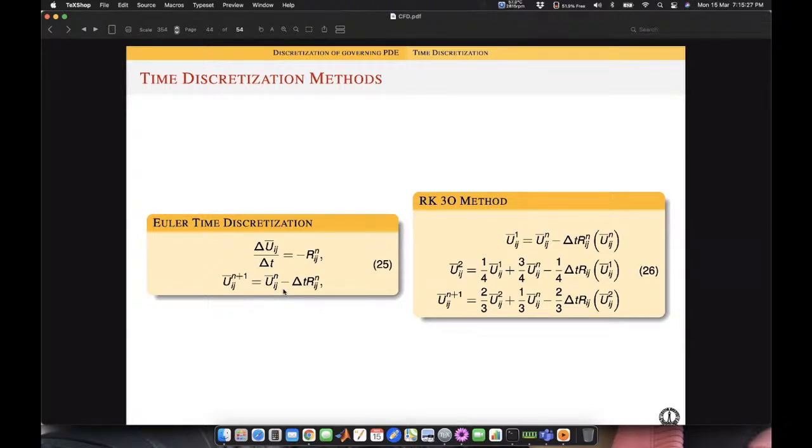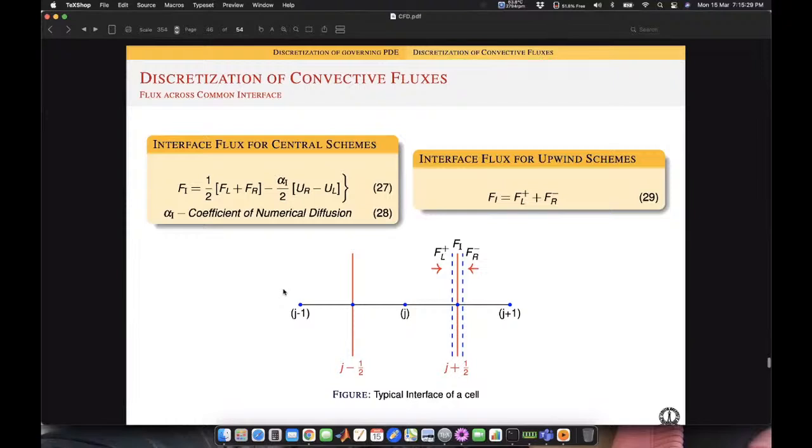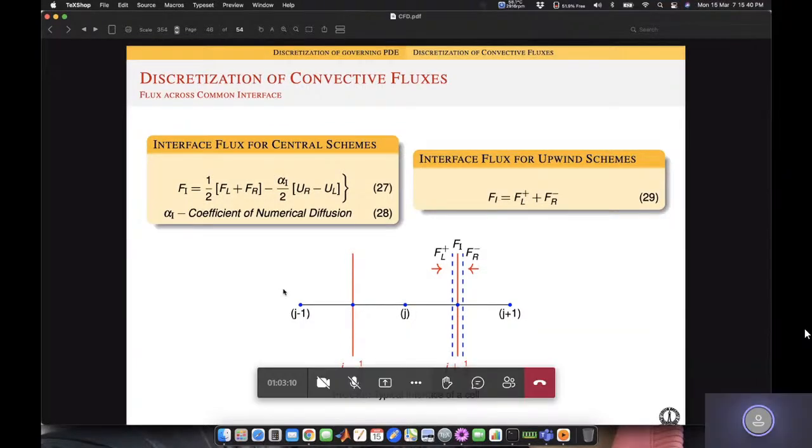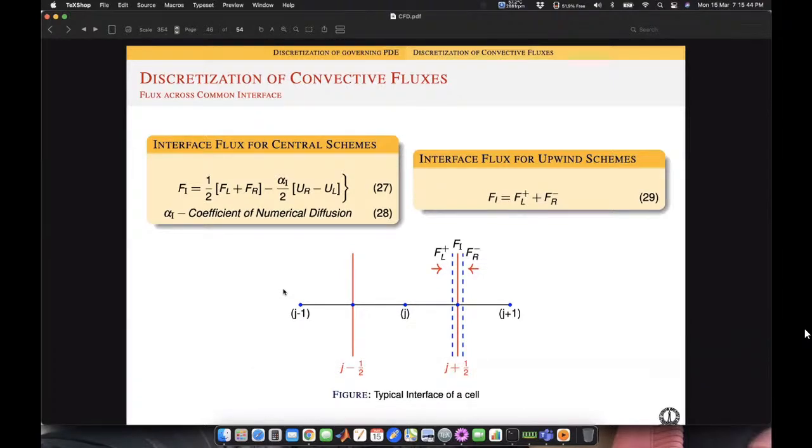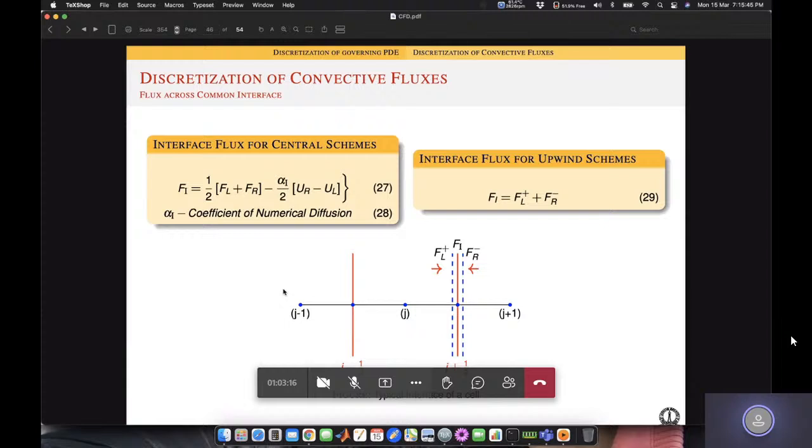So once the time discretization is done, you have spatial discretization. I would not like to spend a detailed discussion here. Say I want to calculate the flux at the interfaces. Flux at an interface can be calculated in two different forms. One is the central scheme, the other one is the upwind scheme.